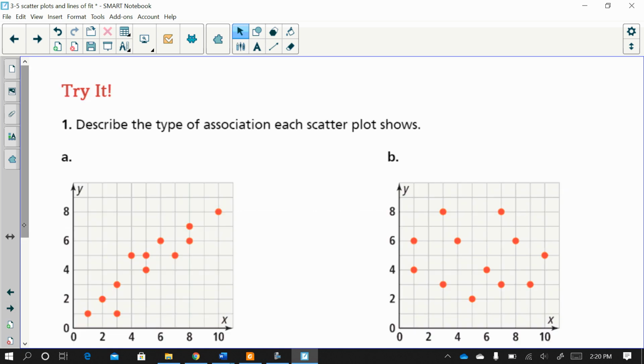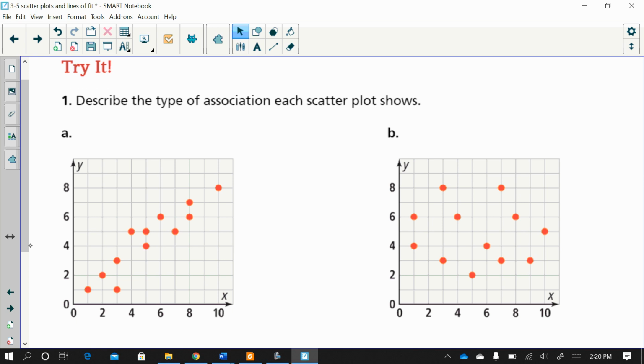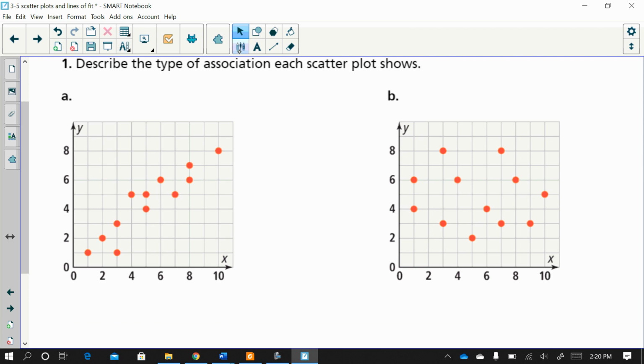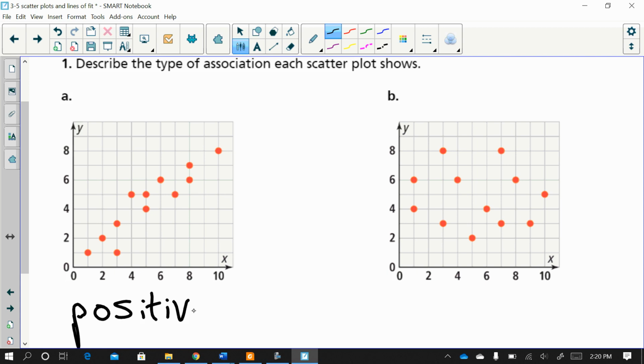So here are two problems to try. Pause the video and tell me what type of association letter A has. If I'm looking at letter A, I'm noticing these points are going uphill, so we say this has a positive association. Pause the video and try letter B, please. Looking at letter B, the dots are everywhere, so therefore this has no association.